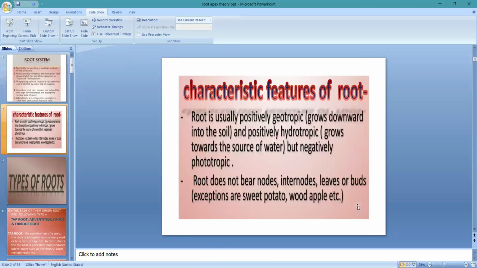So what are the characteristic features of the root? It is usually positively geotropic and positively hydrotropic, but negatively phototropic. This is the characteristic feature of the root. But the root does not bear nodes and internodes, leaves or buds. That is the root character.